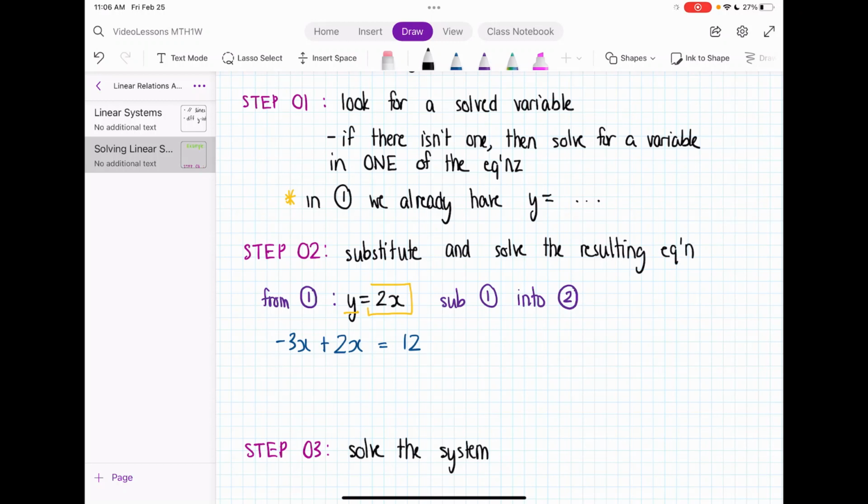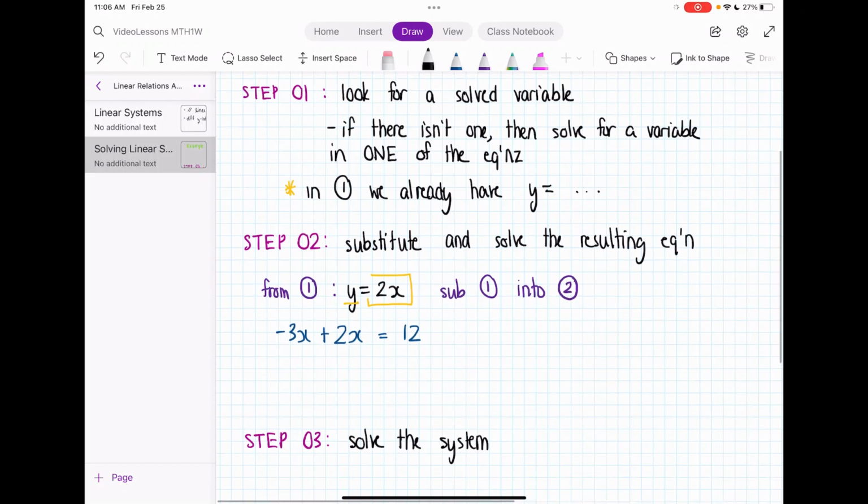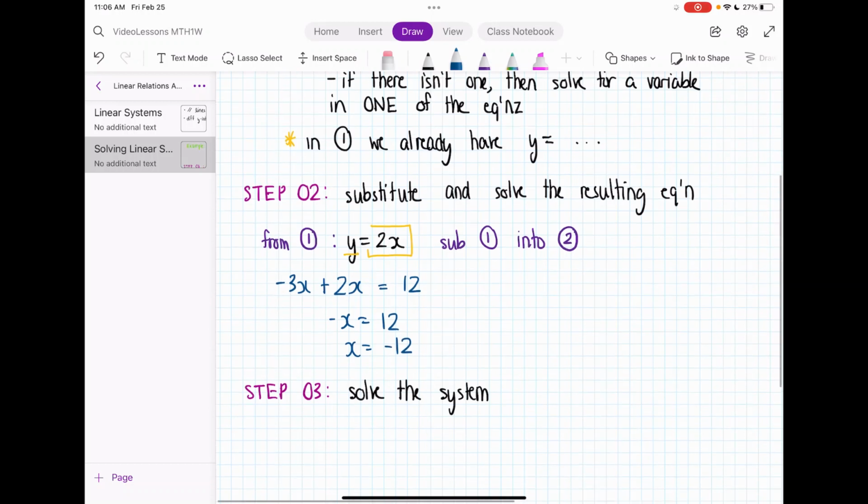Substitute and solve the resulting equation. So here is our resulting equation, negative 3x plus 2x equals 12. I can solve that. That's going to tell me negative x equals 12, which means x equals negative 12. Okay, so that's x. Now we're going to solve the system.